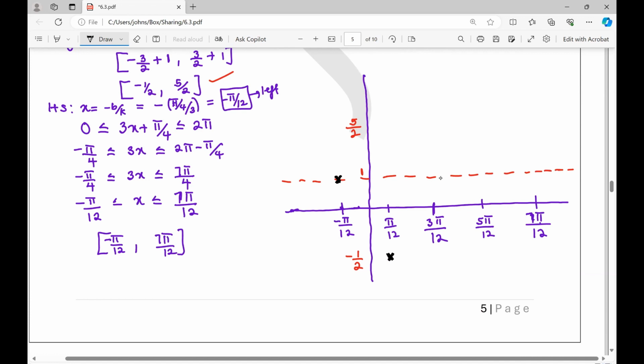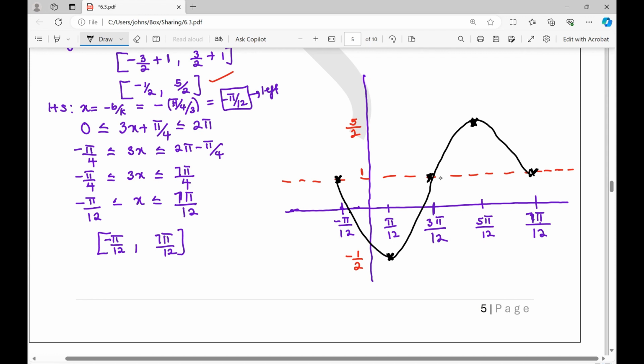Then at the next point, which is 3 pi over 12, we'll be back to the baseline, which is at 1 here. Then at 5 pi over 12, we will go to the highest point, which is 5 over 2. Then at 7 pi over 12, we'll be back to the baseline, which is this one. So we will have something like this, this, and this one. So this is our graph.